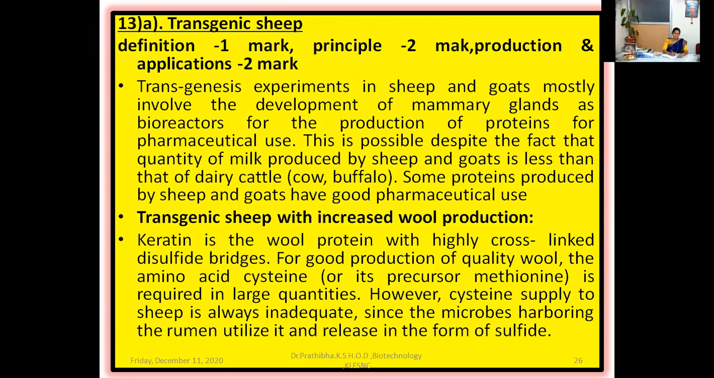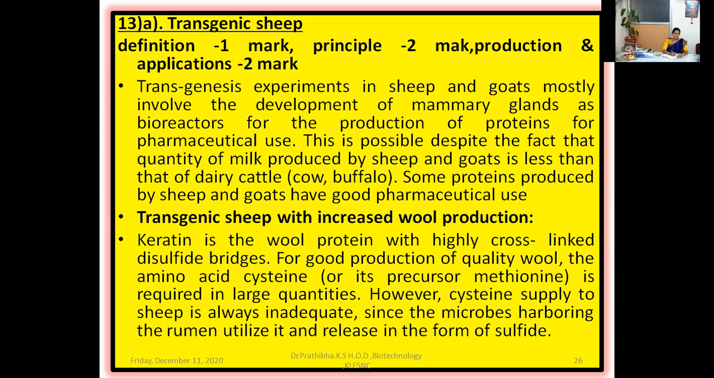A, answer: transgenic sheep. Transgenesis experiments in sheep and goats mostly involve the development of mammary glands as bioreactors for the production of proteins for pharmaceutical use. This is possible despite the fact that the quantity of milk produced by sheep and goats is less than that of dairy cattle, for example cow and buffalo. Some proteins produced by sheep and goats have good pharmaceutical use.